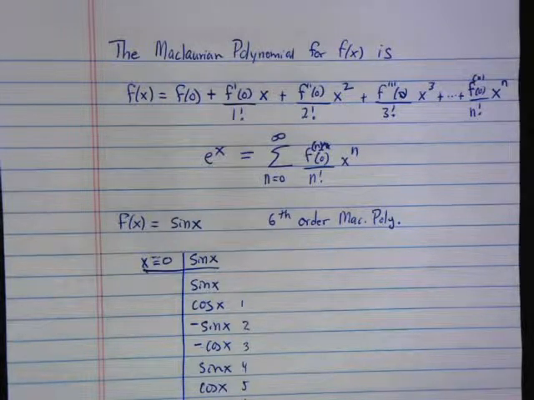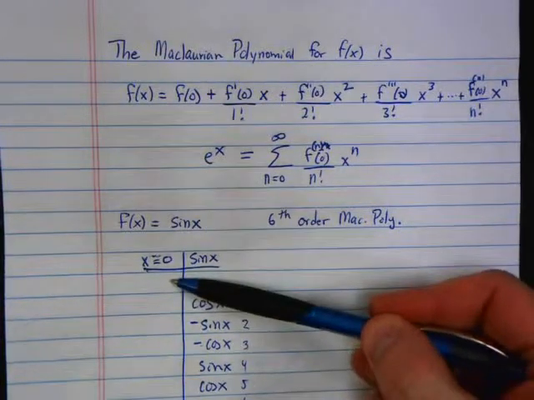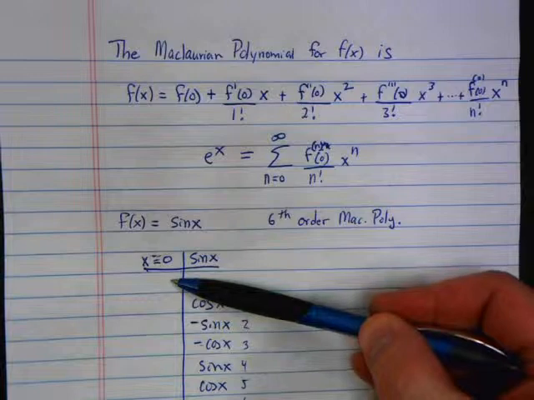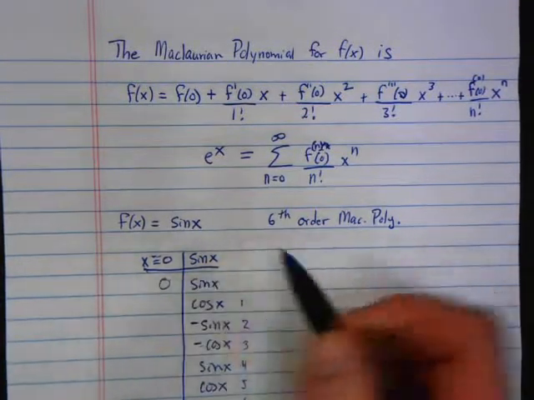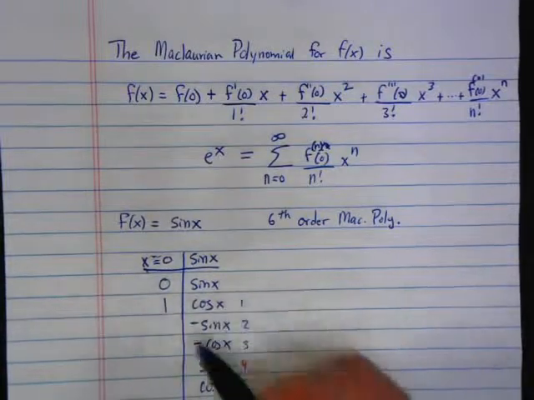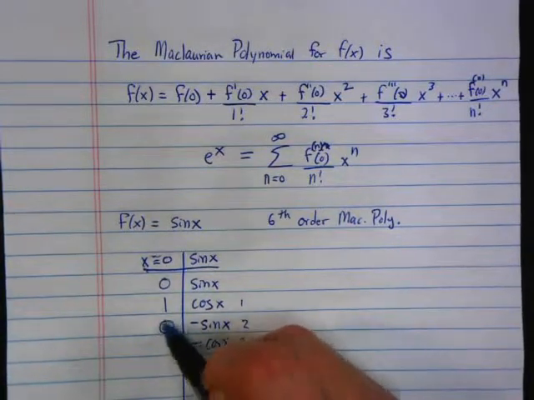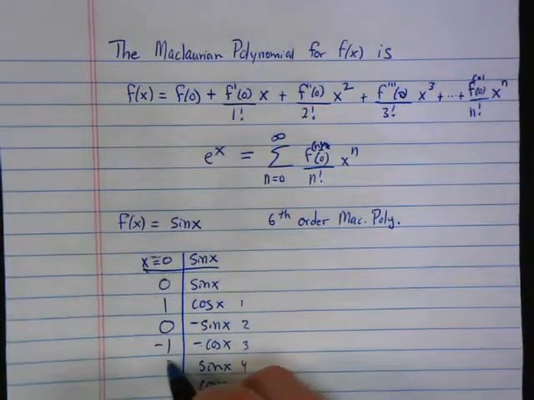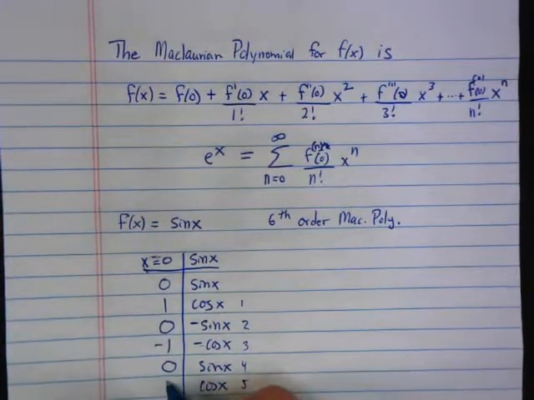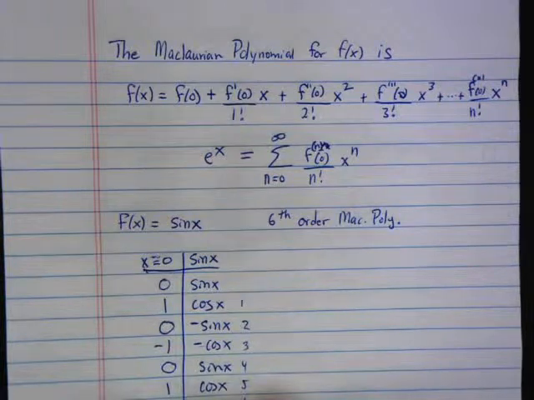Okay. Then for each of these, I have to plug in 0. So what do I get when I plug in 0? What's sine of 0? 0. What's cosine of 0? What's sine of 0? What's negative cosine of 0? What's sine of 0? What's cosine of 0? What's negative sine of 0? 0.